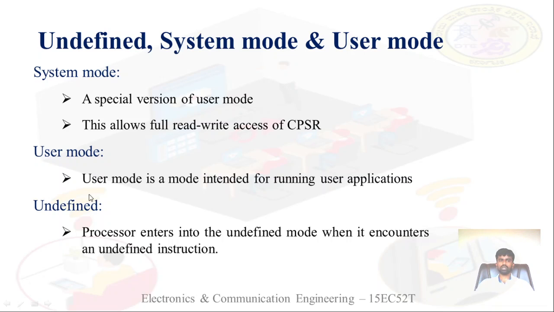Then user mode. User mode is a mode intended for running user applications, that is programmer applications. Undefined mode is nothing but when an undefined instruction is encountered. When an undefined instruction is encountered, at that time the ARM processor enters the undefined mode. So these are system mode, user mode, and undefined mode.